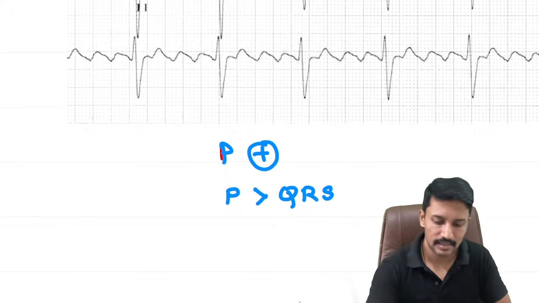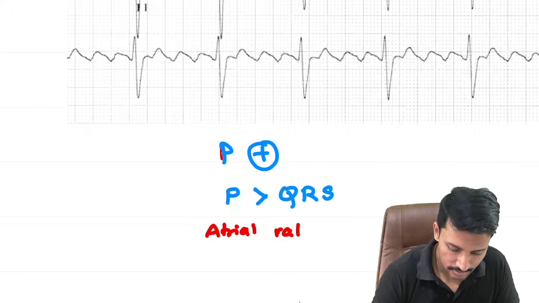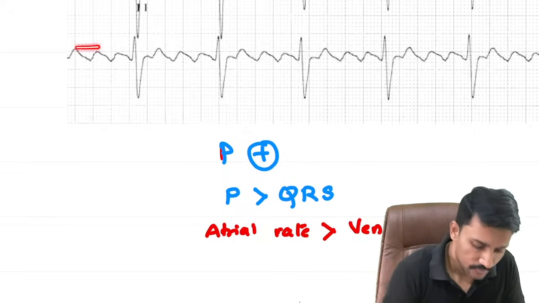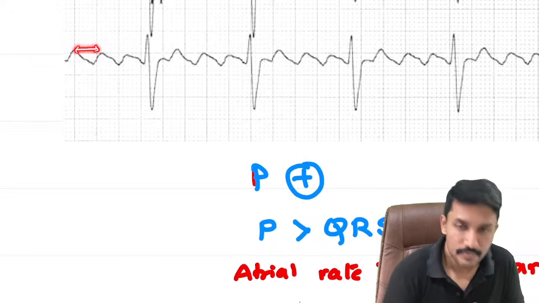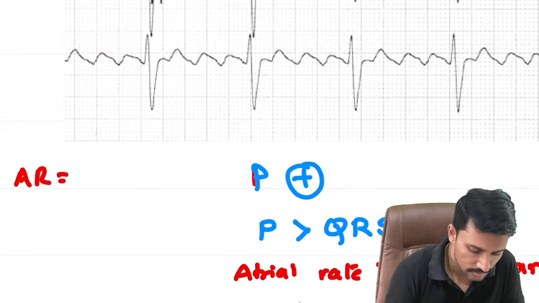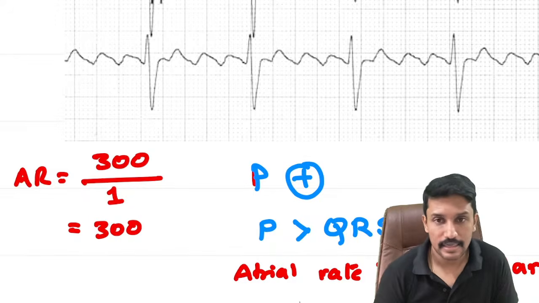Or in other words, we can say atrial rate is greater than ventricular rate. If you want, we can calculate also. What is the atrial rate? Number of large boxes between the two P waves, right? If these are two P waves, I have one large box. So atrial rate here is 300 divided by 1, which gives me 300 as the atrial rate.